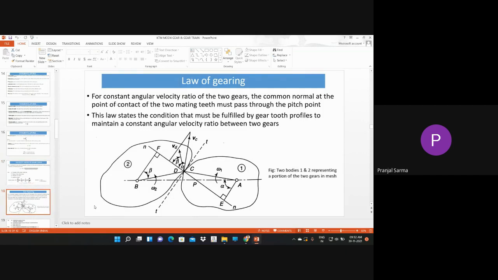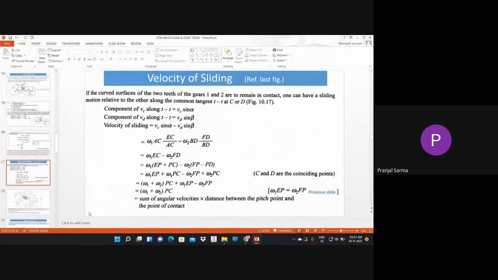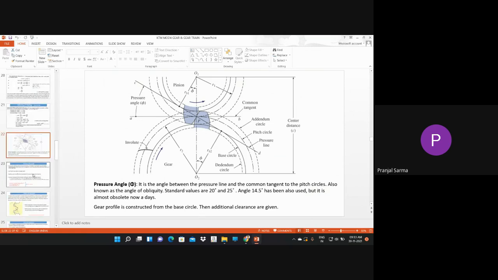Later on we have discussed the law of gearing, which gives you the condition which must be fulfilled by the gear tooth profile so as to maintain a constant angular velocity ratio between the two gears. There we have seen that along the common tangent there can be relative velocity, which is nothing but the velocity of sliding, and along the common normal generally we don't want any kind of relative velocity. If there is any relative velocity, the gear teeth which should be in normal contact will either try to penetrate into each other, or they will try to move away from each other, depending on in which direction the relative velocity is.